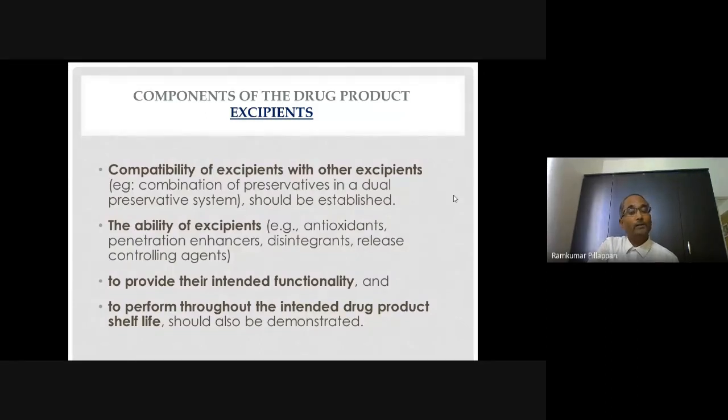For example, antioxidants should reduce the degradation by oxidation. A good disintegrant should ensure the exact way of disintegration I want. A controlled release substance should release the drug for 18 hours or 9 hours, exactly a particular microgram per minute. That is the level of control we need in controlled release. And also it should have the right functionality, and it should perform through the intended shelf life. This is very important. I got the release profile, I got the stability, but will it sustain all through the expiry date, which is what matters for a regulatory authority.